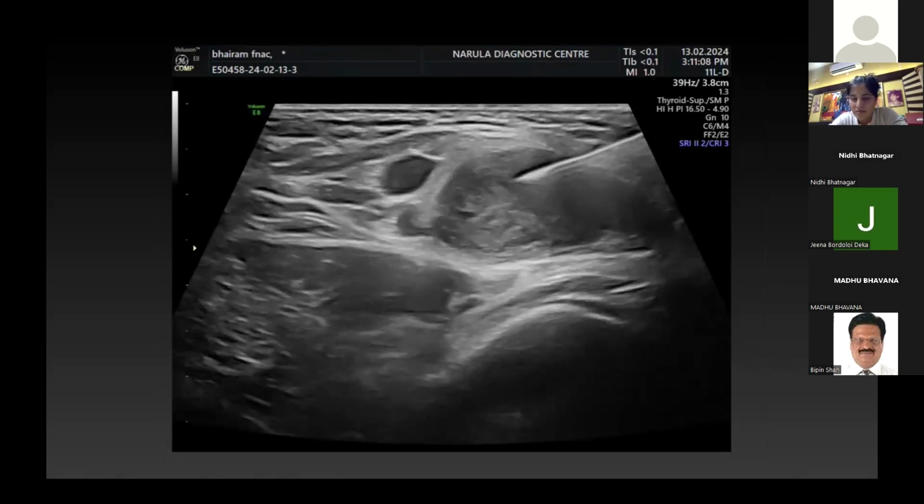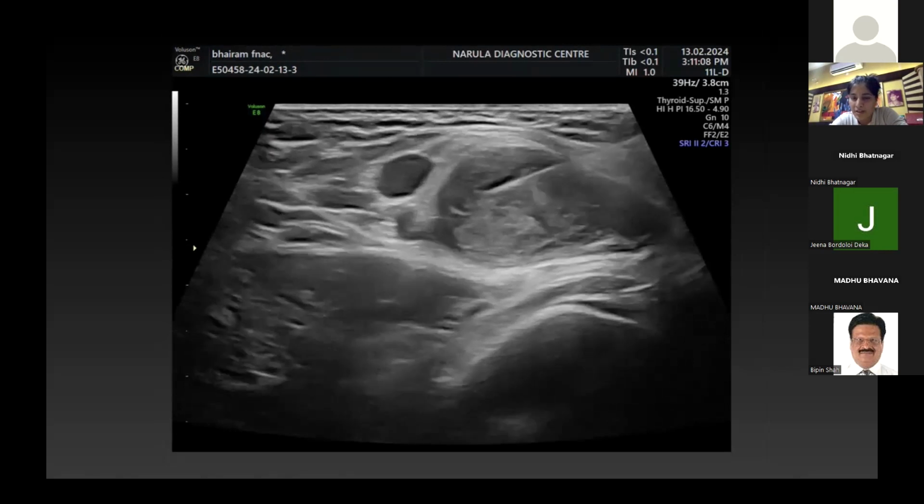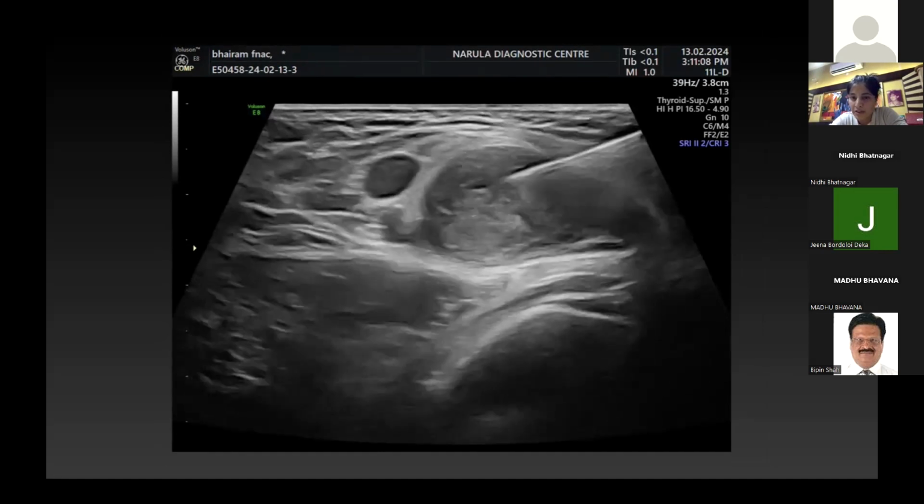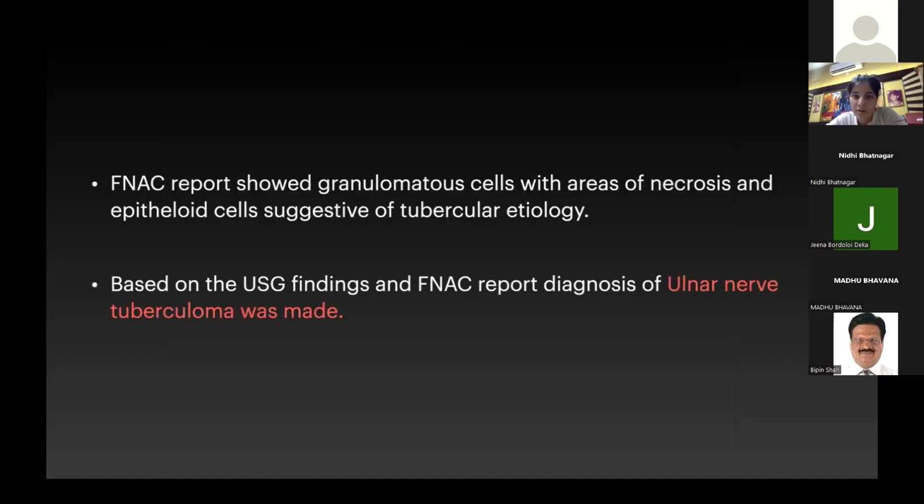So again, we were sure that it was a nerve sheath tumor, a neuroma, and excited. But to our surprise, the FNAC again showed granulomatous cells with areas of necrosis and epithelioid cells, suggestive of tubercular etiology. Two times the FNAC report showed a tubercular diagnosis, and hence we made a diagnosis of ulnar nerve tuberculoma rather than a peripheral nerve schwannoma or a neurofibroma.